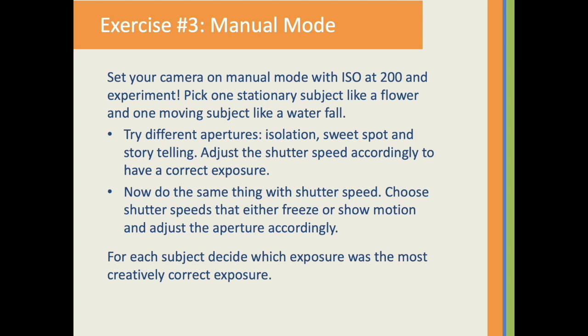Now I want you to do the same thing with shutter speed, where you are going to choose a subject that is in motion, a moving subject like a waterfall. Then again, you are going to use a shutter speed that freezes the subject or shows motion and adjust the aperture and the ISO accordingly. You'll make different exposures, but I want you to create one that is very creative. So basically for each subject, you will have a lot of images and I will ask you to choose the one that is the creatively correct exposure that has the wow factor.